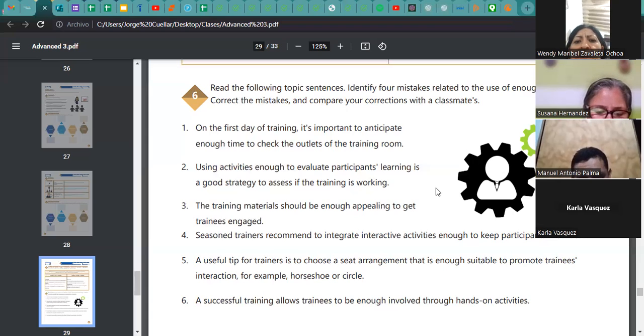Number five. Who wants to share number five? First, it is first adjective, then enough. A useful tip for trainers is to choose a seat arrangement that is suitable enough to promote trainees' interaction, for example, horseshoe or circle. Very good. So that is it. A useful tip for trainers is to choose a seat arrangement that is suitable enough to promote trainees' interaction, for example, a horseshoe or circle. Very good. And number six, who wants to share number six?